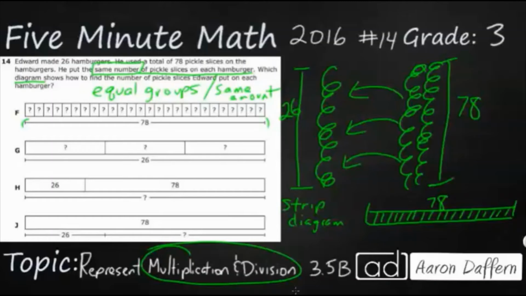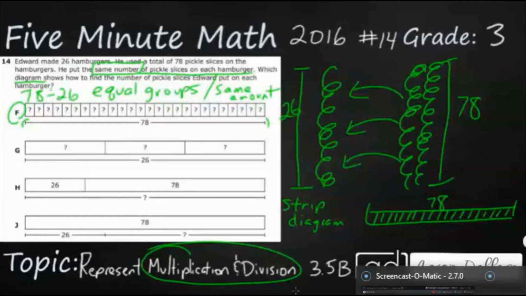As you can see, that's what F is right here. Now they flipped the total down to the bottom, but we have 26 little question marks. What we're looking at is how many pickles go in each. We don't even need to know the answer to this, but F is going to be 78 divided by 26. And that's what we're looking for.